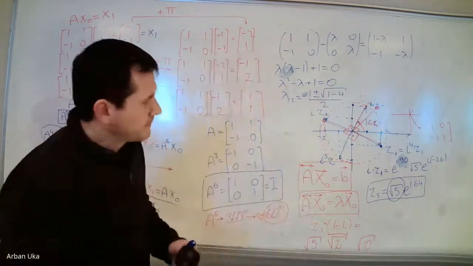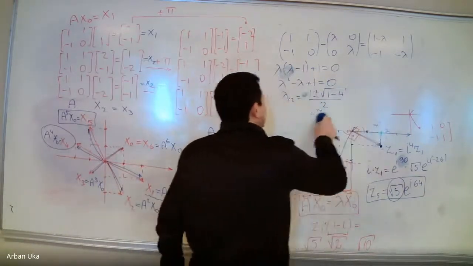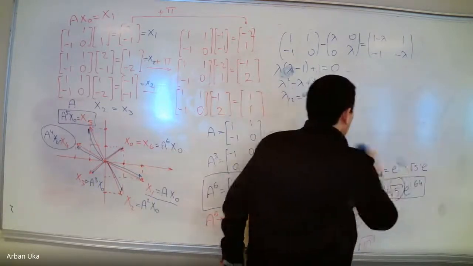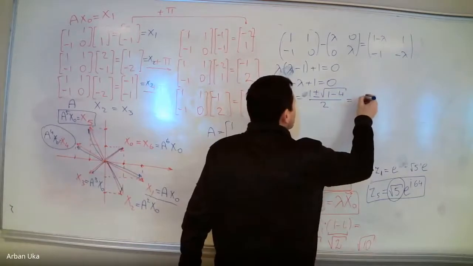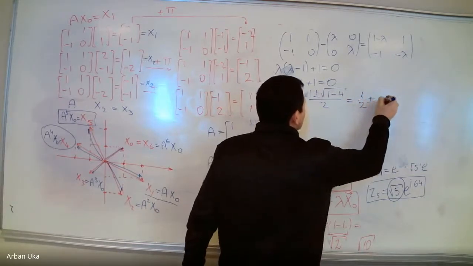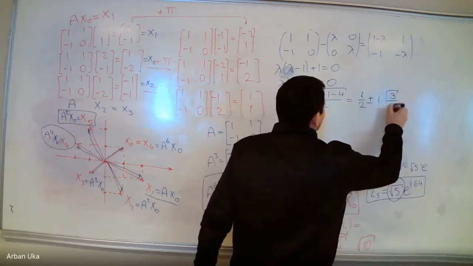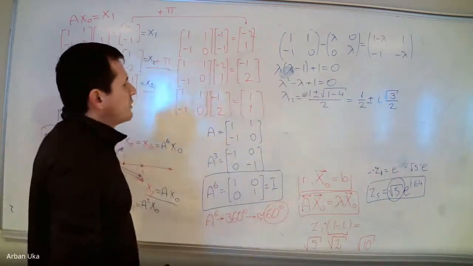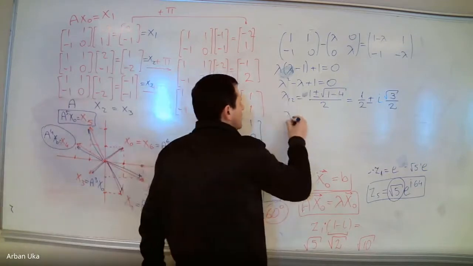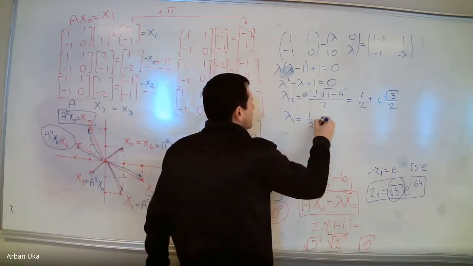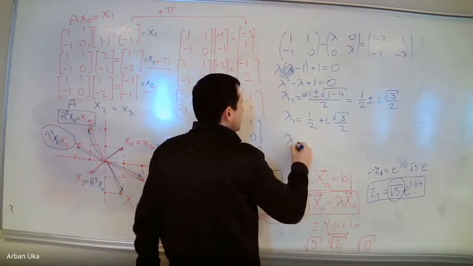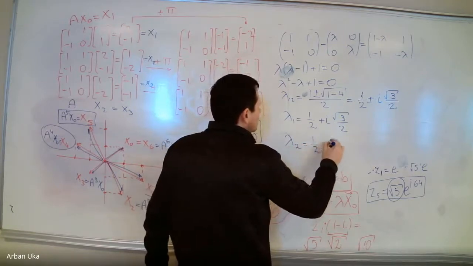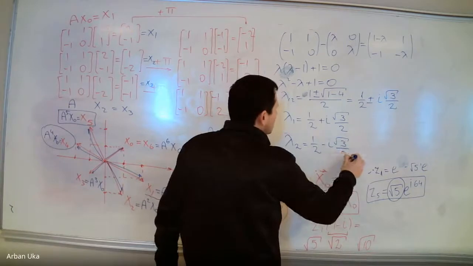Is this correct? Yes. Okay, if this is correct, then we have here 1 over 2 plus minus i square root of 3 over 2. So one of the lambdas, lambda 1, is equal to 1 over 2 plus i times square root of 3 over 2, and the other eigenvalue, lambda 2, is 1 over 2 minus i times square root of 3 over 2.